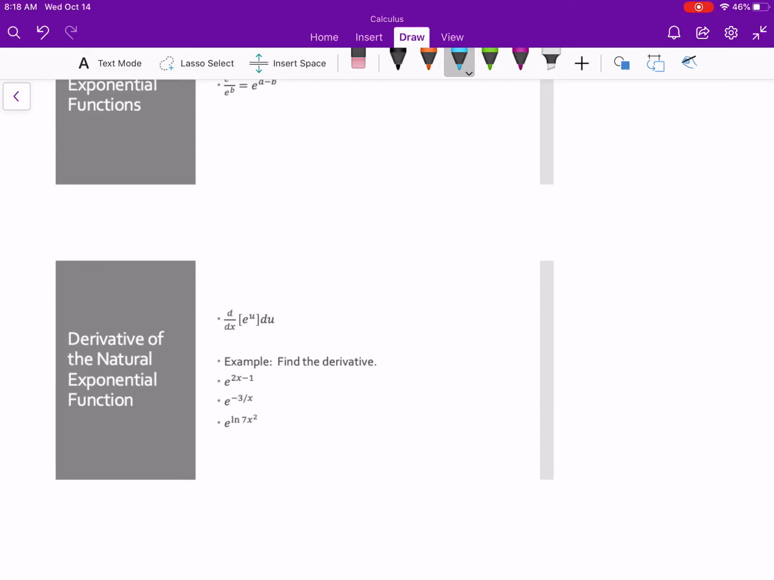So let's find, we're going to do derivatives now. So the derivative of e to the u is e to the u times the derivative of u. So let's see what that looks like. If we have d dx of e to the 2x minus 1, in this case u is that 2x minus 1. So we rewrite it, e to the 2x minus 1, and then we multiply by the derivative of the exponent. In this case, the derivative of the exponent is 2, and then I'm just going to rewrite that to be 2e to the 2x minus 1.